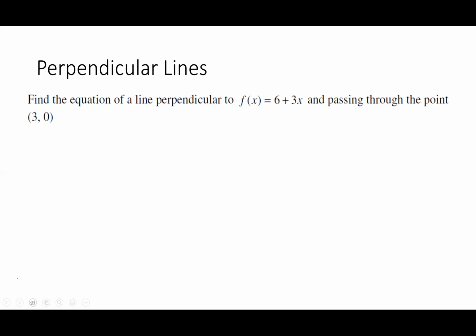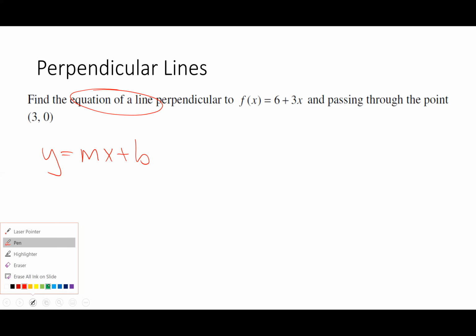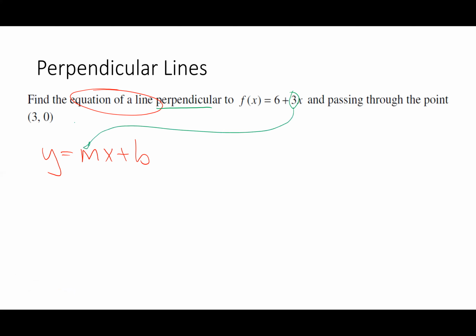Okay, so first, as with all things, I'm looking for the equation of a line. That's y equals mx plus b. Now, since I know that it is perpendicular, and this has a slope of 3, I know that the slope of this line has got to be the negative reciprocal of 3. So if I think of 3 as 3/1, its negative reciprocal is going to be -1/3.